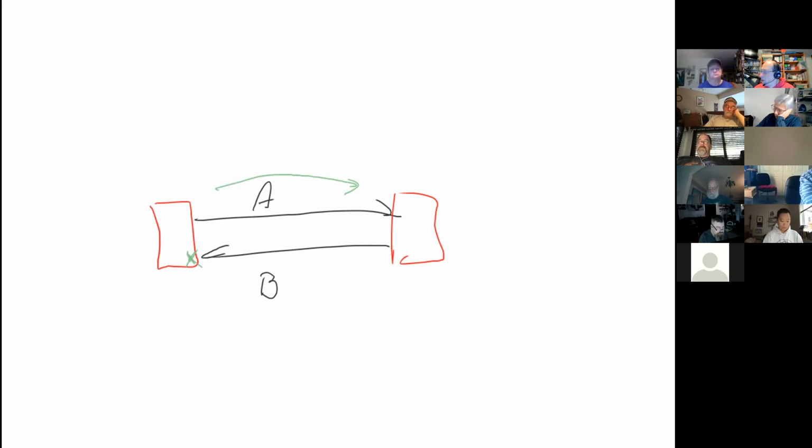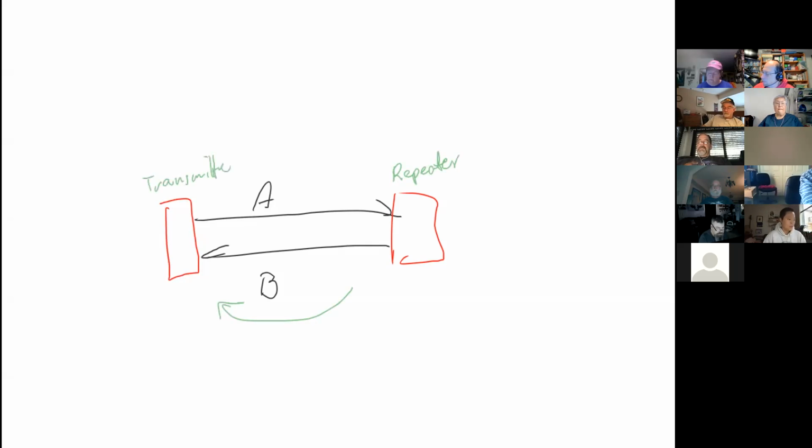And then when you stop talking, your radio can now receive frequency B. And the reason we do this is because very often this is actually a repeater. And this is you. This is your transmitter. And this is your receiver.